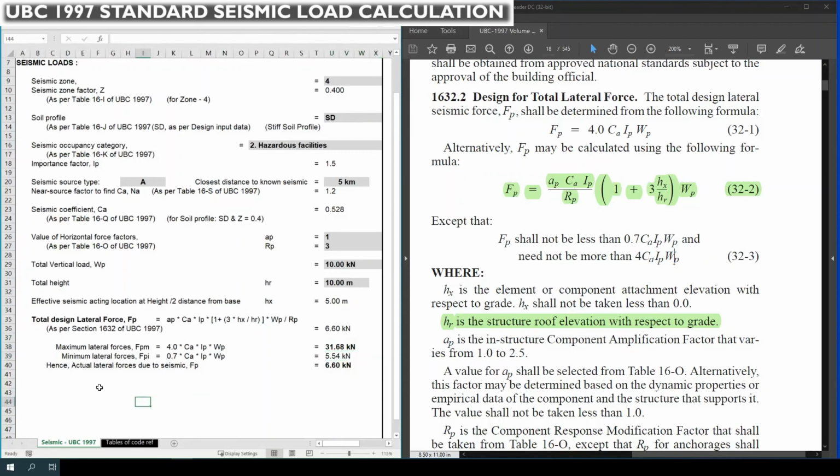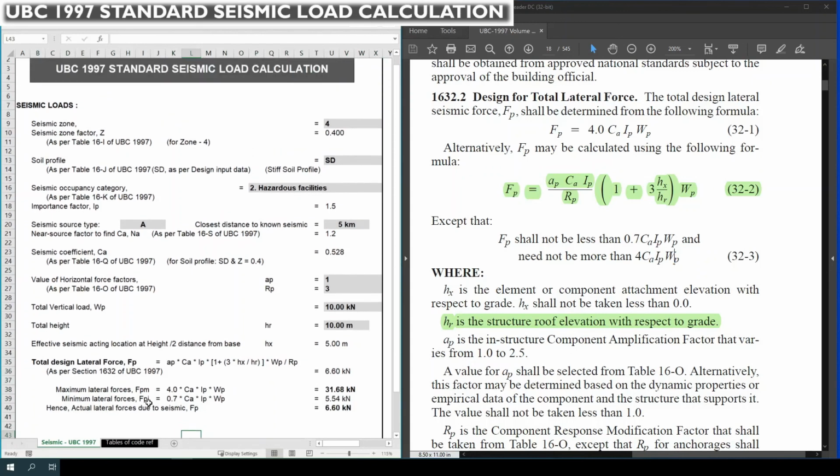So this is a summary of this video. Now we have calculated the design lateral forces. We will look at more related videos.